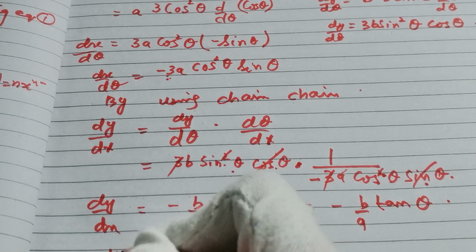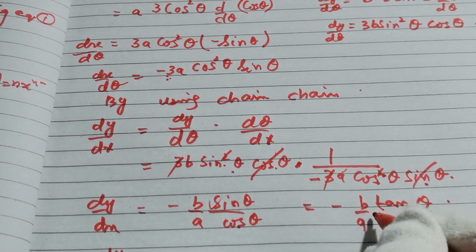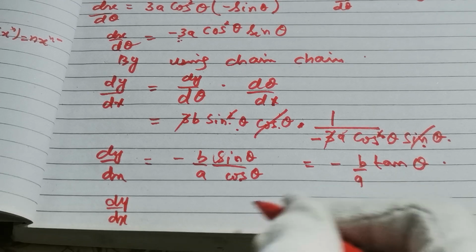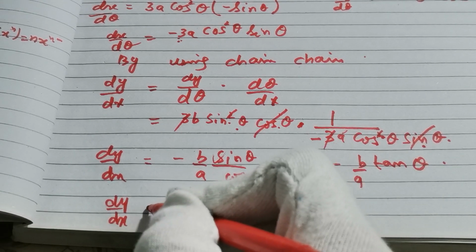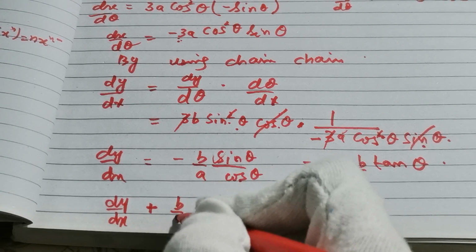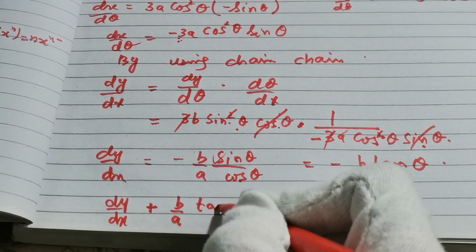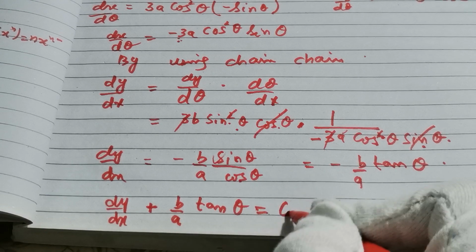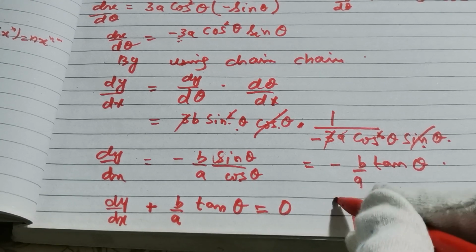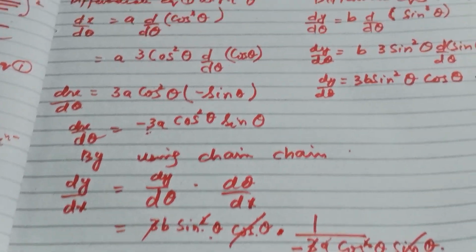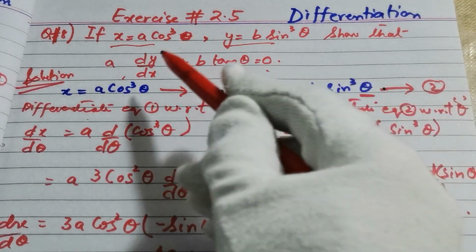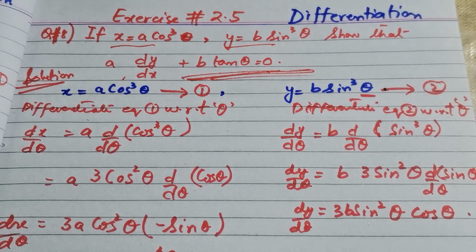So dy by dx is minus b by a tan theta. When we take it to the left side, minus b by a becomes positive b by a tan theta, and what is left? 0. This is the proof. Basically we wanted to show that dy by dx plus b by a tan theta is equal to 0. This is the required solution.